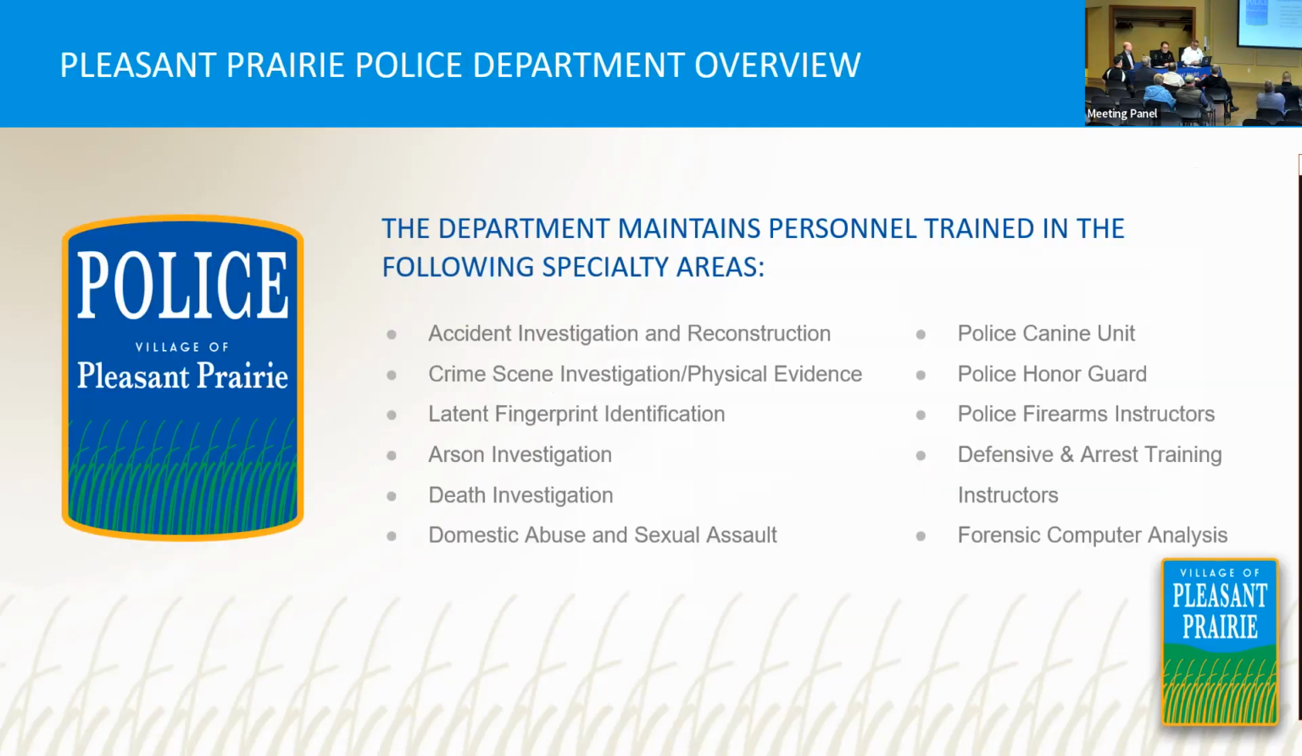Okay. As mentioned, my name is Dave Smetana. I'm the chief of the Pleasant Prairie PD, and I've been here for 9 years. Give a quick overview of our agency. So Pleasant Prairie Police Department is comprised of 36 officers. We are currently staffed at 35, doing some hiring as we are normally doing.